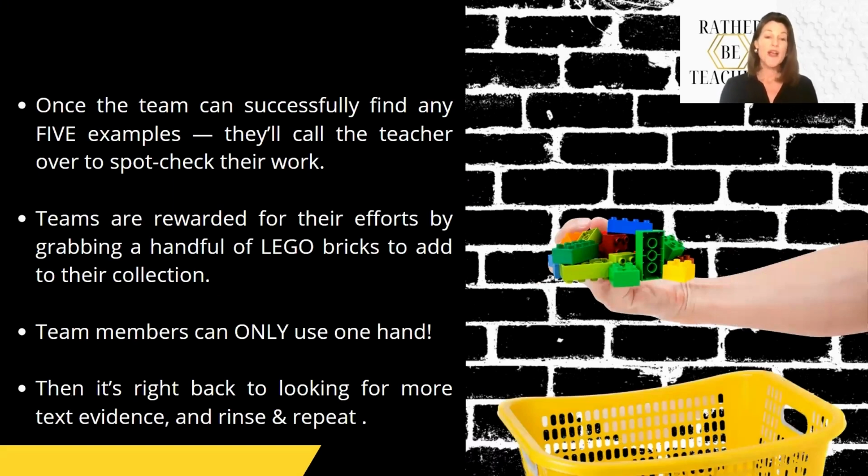So once the team can successfully find any 5 examples, they'll call you over to spot check their work. Now again, if you're with lower elementary, maybe you have them only find 2 to 3 pieces of text evidence before you come over. It's really up to your discretion, depending on your grade level and where your students are at. This is a 5th grade example.